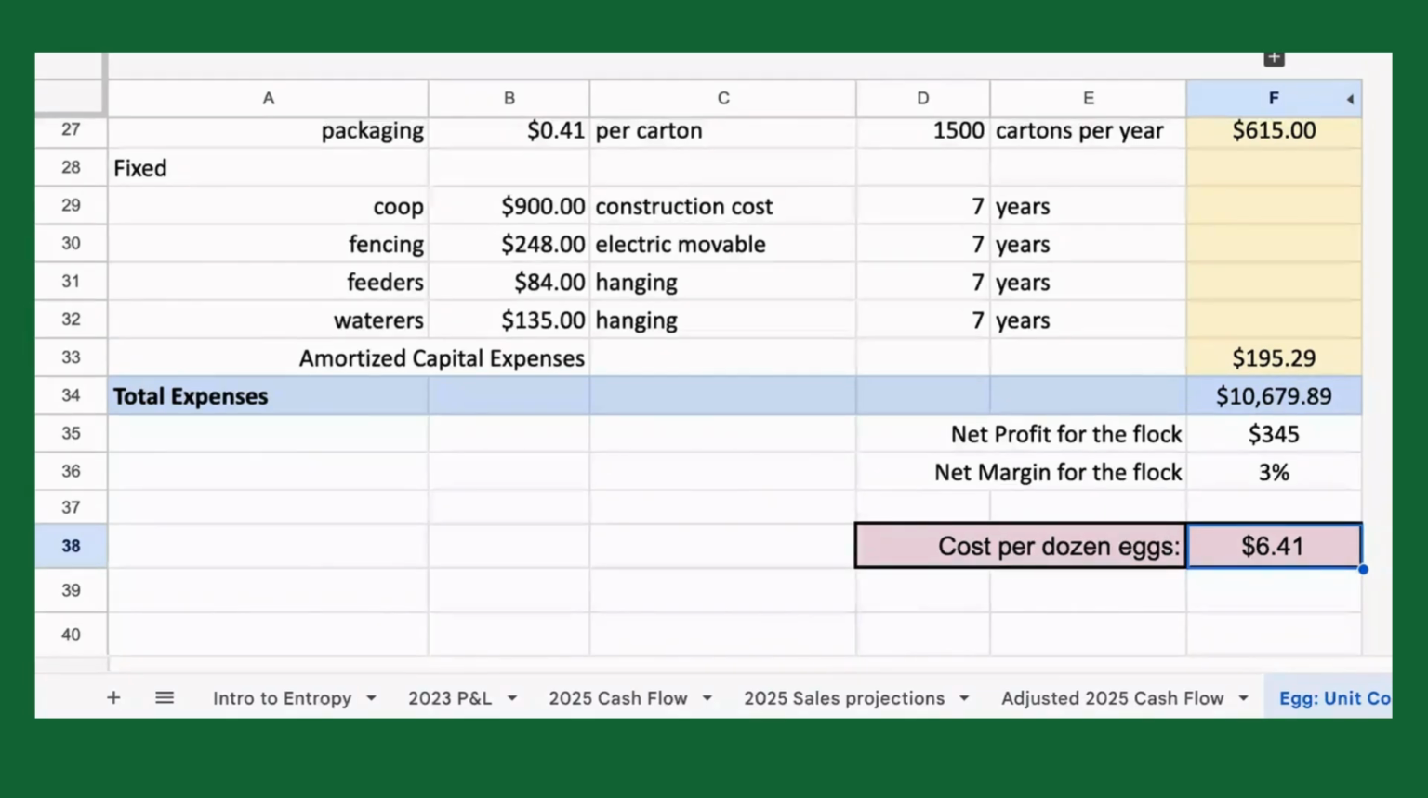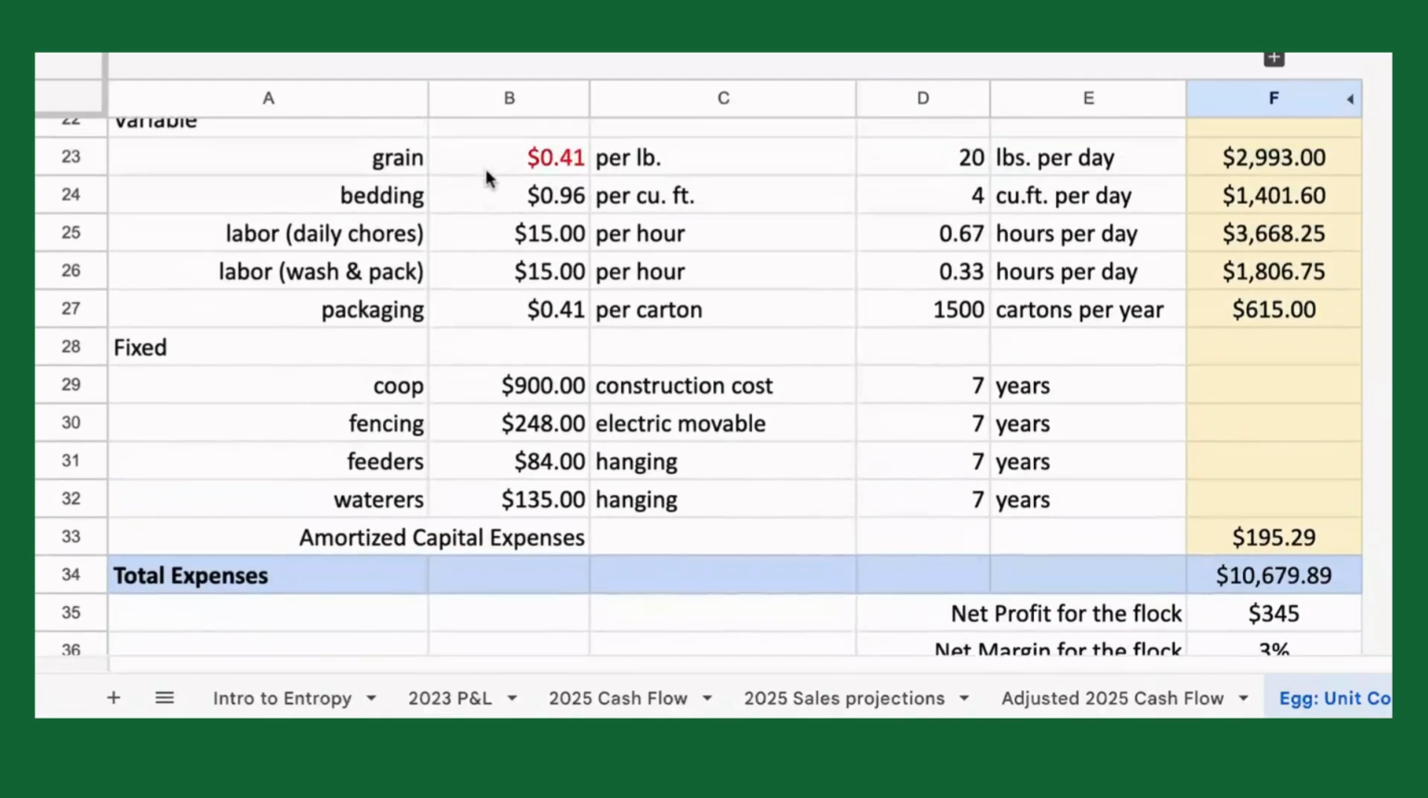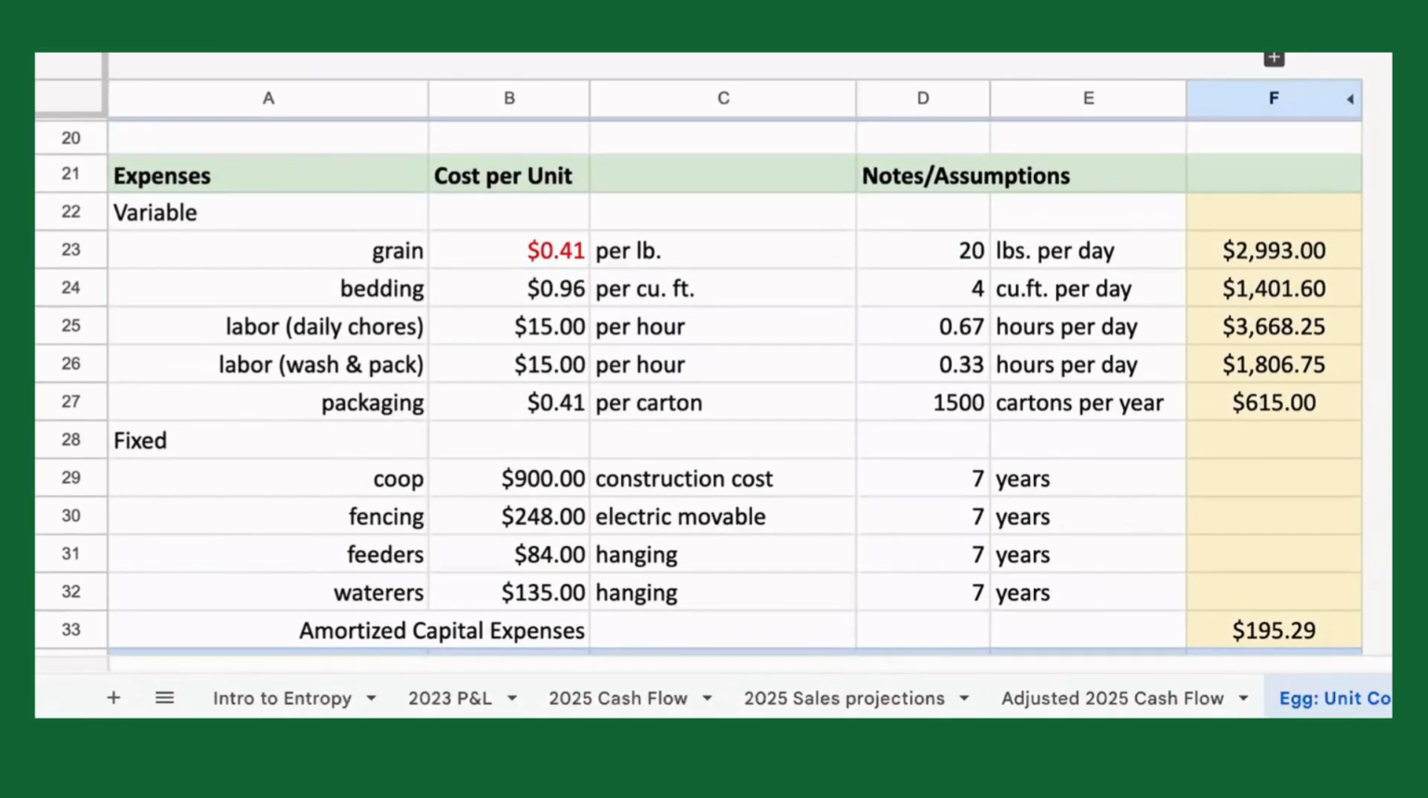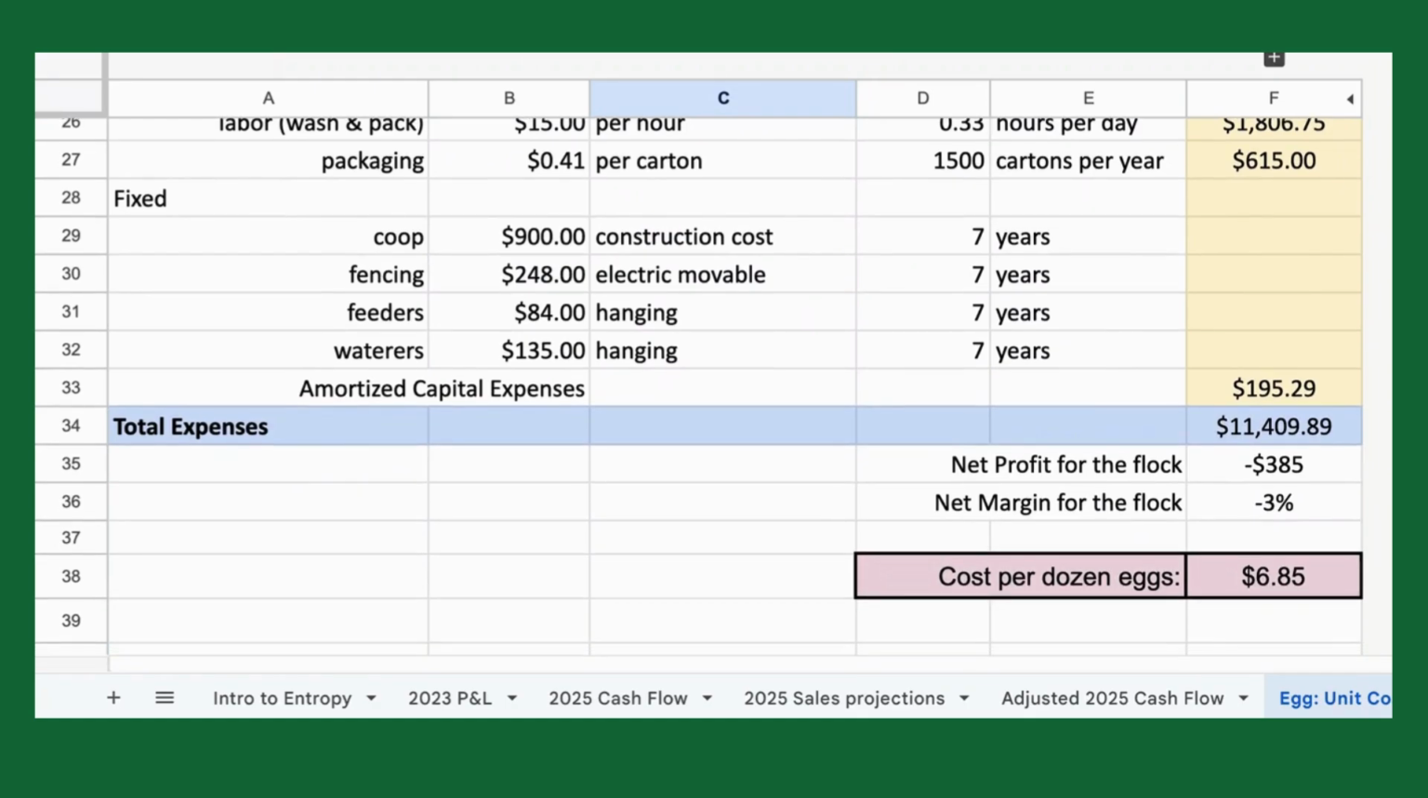Okay, so that's what Entropy Farm was planning for a normal year of production and sales for their eggs. But now, let's imagine that a 25% tariff on imports from Canada bumps the cost of organic grain up 25%. This would mean that their cost of grain goes from 41 cents a pound up to 51 cents per pound. That's a 25% increase. And immediately the spreadsheet does the calculations, and you can see, they're now going to be losing money. Not a huge amount, $385, but a loss nonetheless.